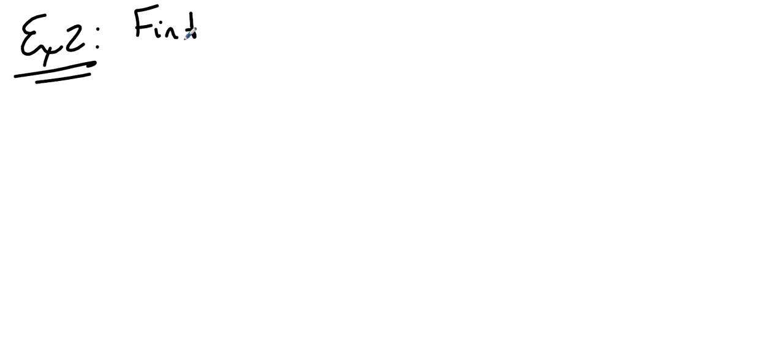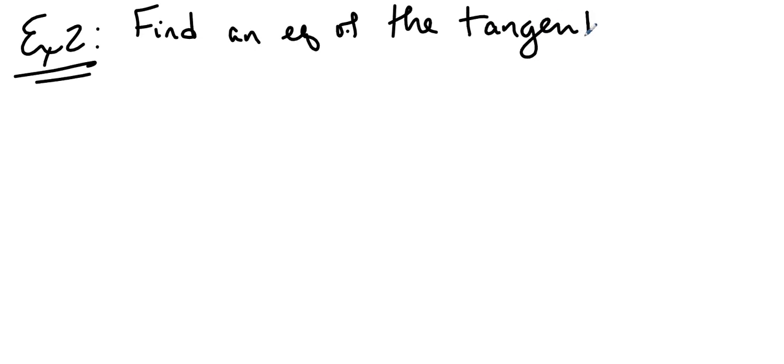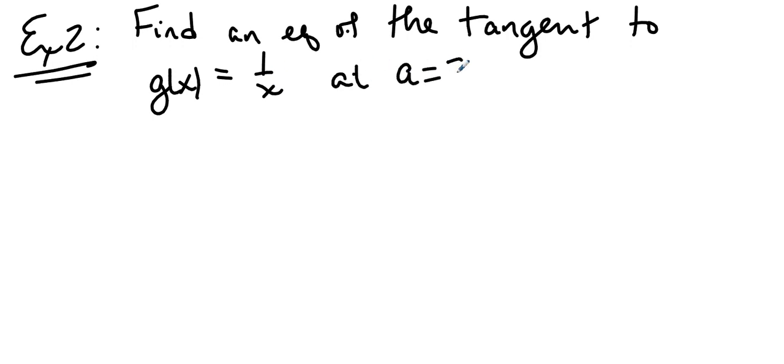Find an equation of the tangent to g of x equals 1 over x at a equals 3. How do I find the equation of a tangent line? I know how to find the equation of a tangent line. It's y minus y1 equals the slope multiplied by x minus x1. And that's where the formula comes from.